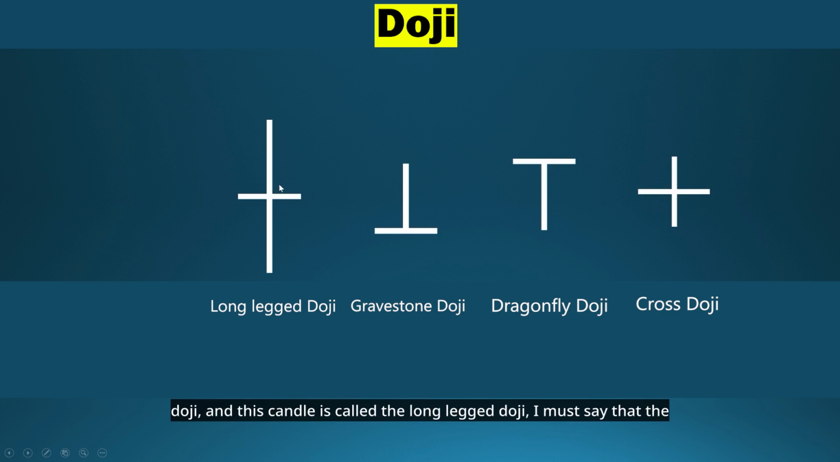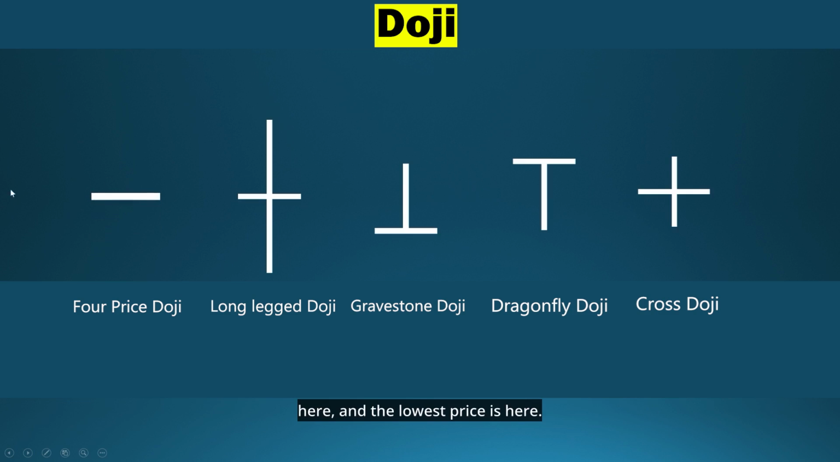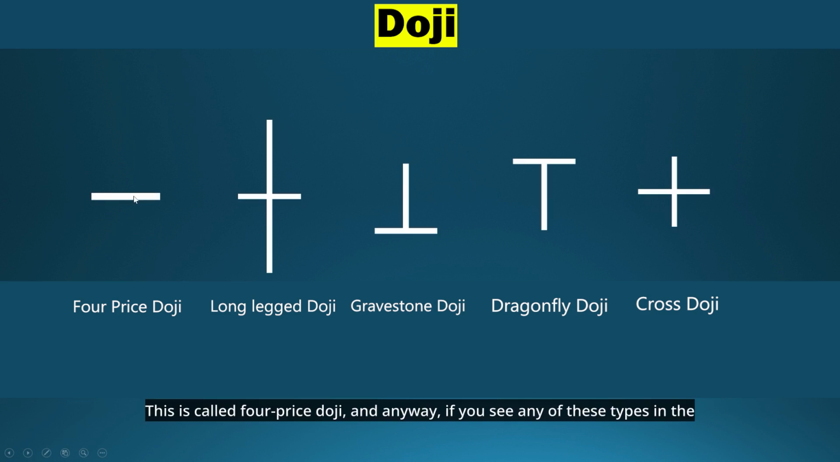I must say that the performance of all these dojis is similar, but they look different. It is even possible here that the upper shadow is shorter and the lower shadow is longer, or on the contrary, the lower shadow is shorter and the upper shadow is longer, but there is no difference in their performance. Well, the last type that exists is called the 4-price doji. That is, the candle of this price is opened here, it is closed here, the highest price is here, and the lowest price is here. This is called 4-price doji.